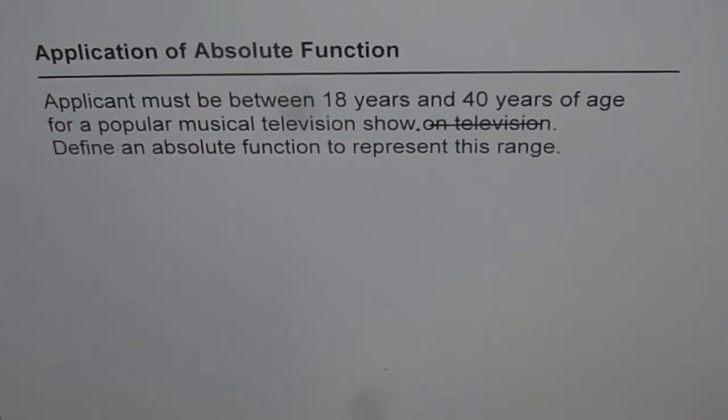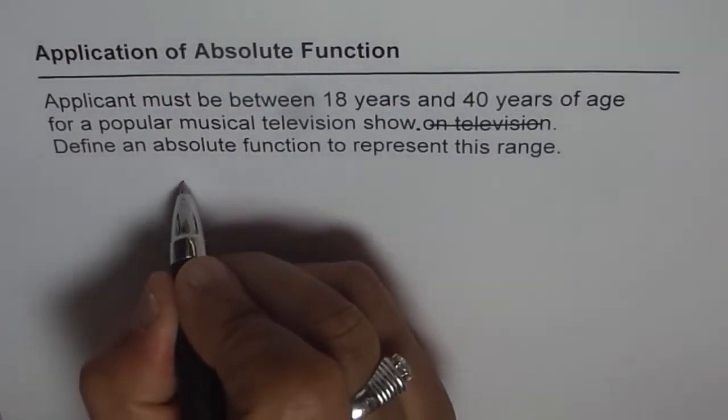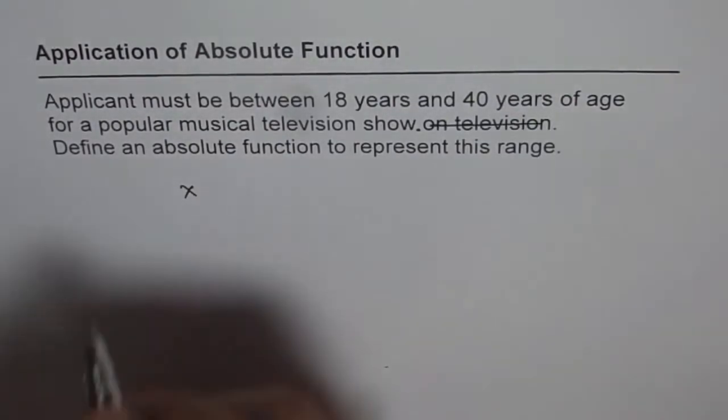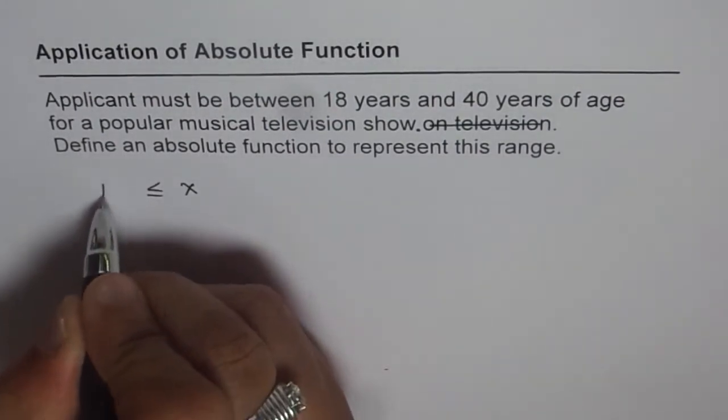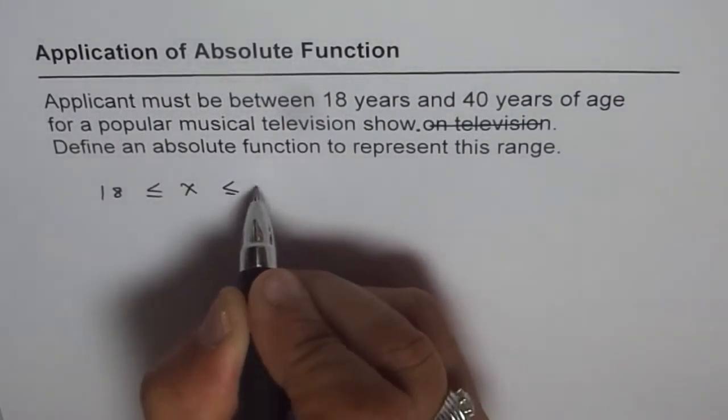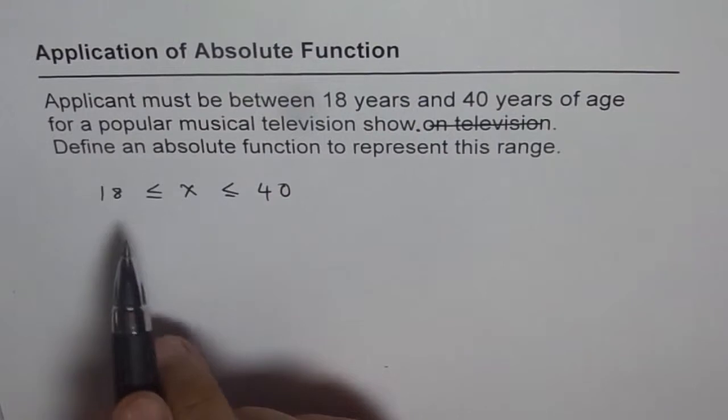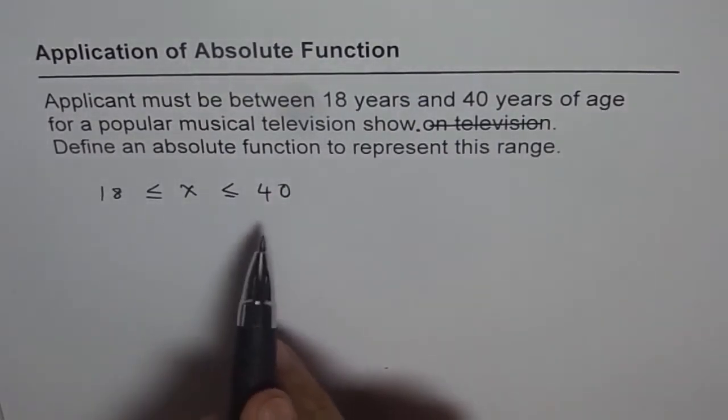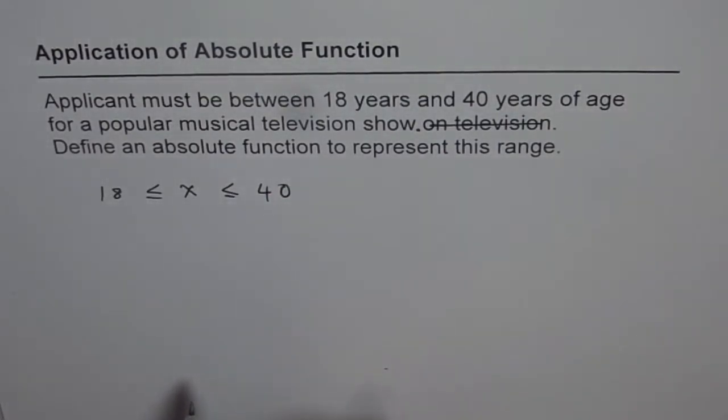Application of absolute function. Applicant must be between 18 years and 40 years of age for a popular musical television show. Define an absolute function to represent this range. So basically what we need is that the value of x, which is age, should be greater than or equal to 18 and less than or equal to 40.